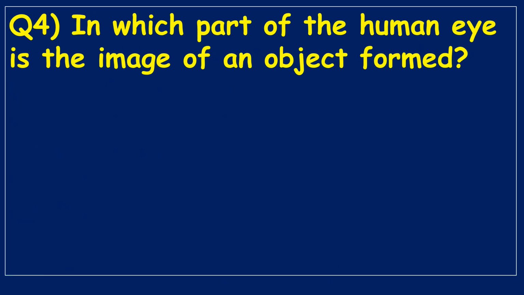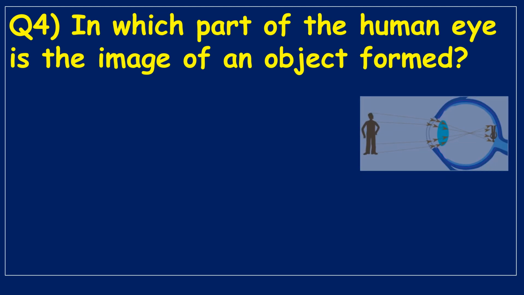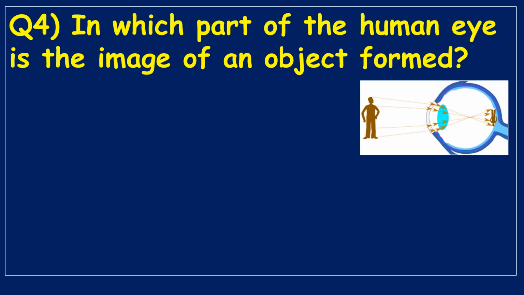Question. In which part of the human eye is the image of an object formed? We already discussed where the image is formed in a human eye. This part resembles the film in a camera, right? See here, a man standing in front of the eye. Rays go through the cornea, from there to the lens, and from the lens the image is formed at the retina. Inverted image.